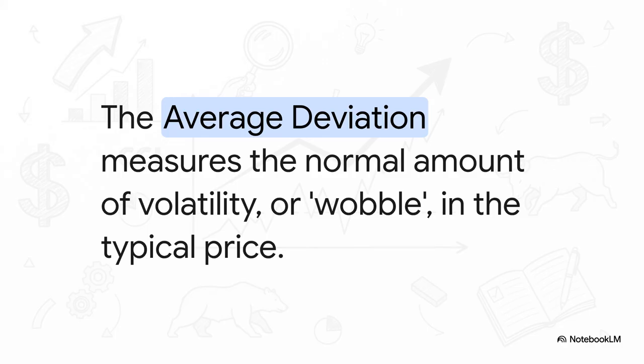And finally, we need some context. Think about it. A $1 price move for a $100 stock is just noise, but a $1 move for a $5 stock, that's a huge deal. That's where our third ingredient, the average deviation, comes in. It measures the typical amount of wobble in the price, telling us what a normal day's move looks like for this specific stock.